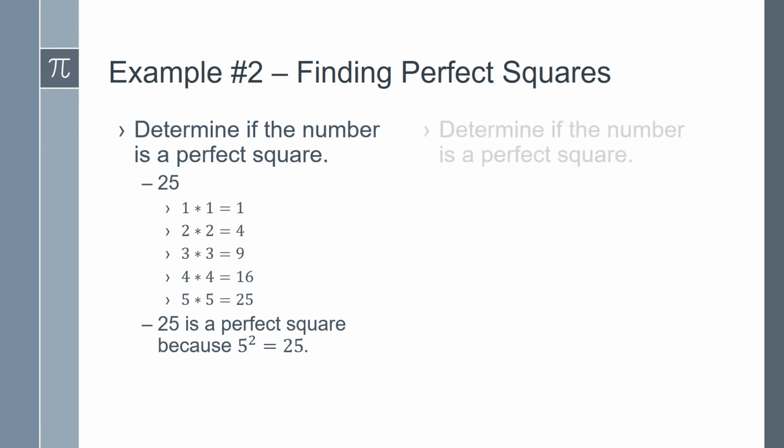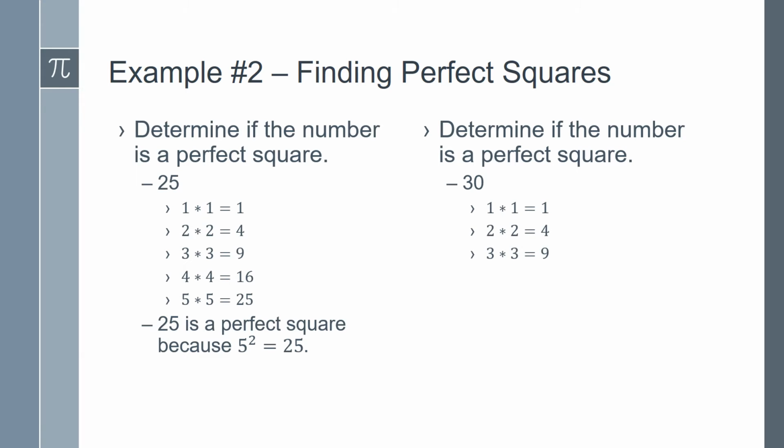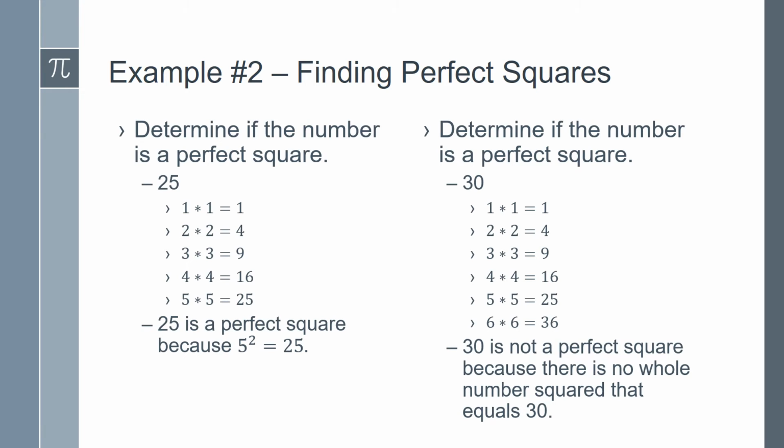Let's look at another one. Determine if the number is a perfect square. 30. 1 times 1 equals 1. 2 times 2 equals 4. 3 times 3 equals 9. 4 times 4 equals 16. 5 times 5 equals 25. 6 times 6 equals 36. You'll notice that 30 fell in between the perfect squares 25 and 36. If we keep going, we're just going to get larger and larger numbers. So we know that 30 is not a perfect square because there is no whole number squared that equals 30.